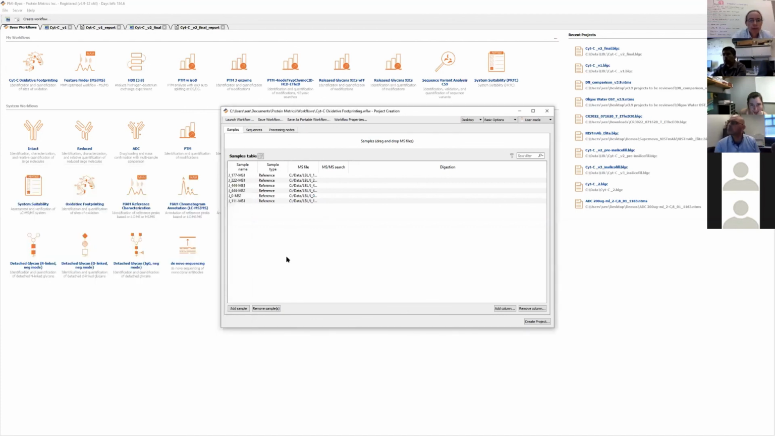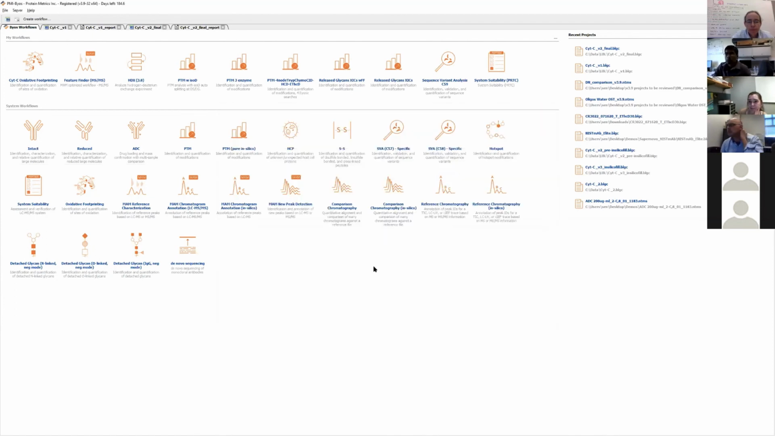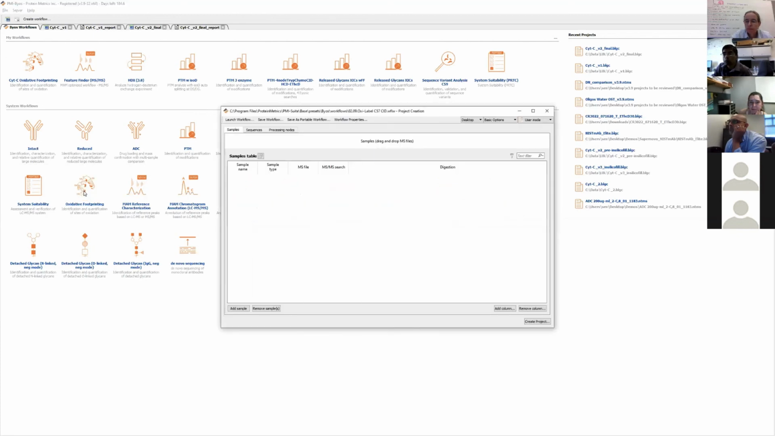So Ilker, what if you don't have a workflow already set up? If you don't have a workflow, you start from scratch. You either choose the PTM workflow or the oxidative footprinting workflow. They're very similar to each other. For oxidative footprinting particularly, you would probably want to do this because it has a list of modifications that is a little different than PTM.